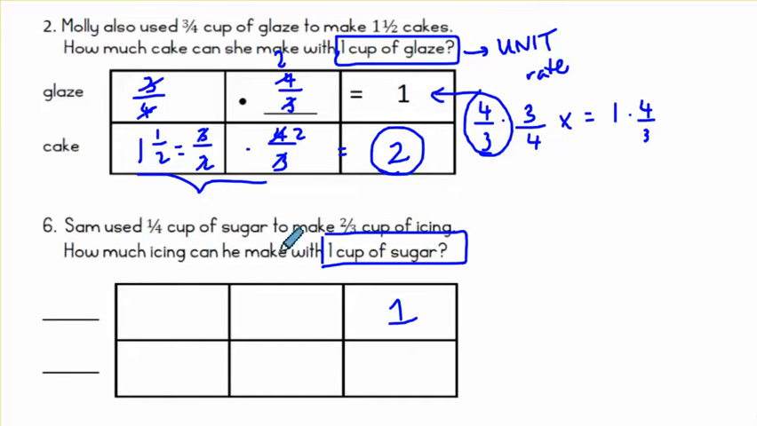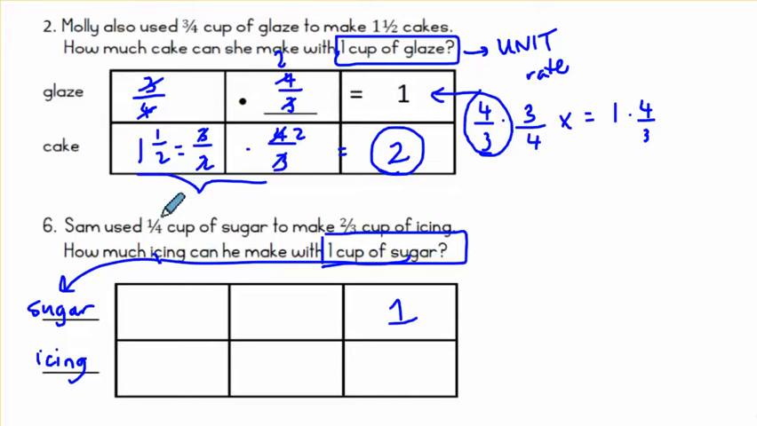All right, now looking at this one, Sam used 1/4 a cup of sugar to make 2/3 a cup of icing. How much icing will he make with 1 cup of sugar? So the 1 cup of sugar, this is always going to go in your first row here. Whatever we're trying to base our answer on, 1 cup of sugar, that is our 1 unit. Okay, so that is always going to go up here in the top row, and then the other unit will go on the bottom. And now we can just fill this in.